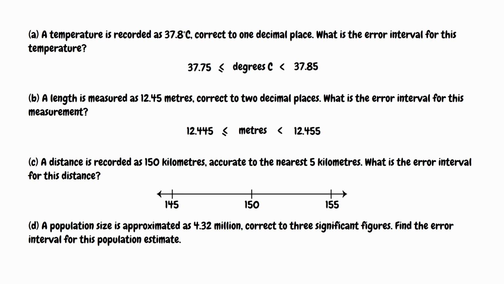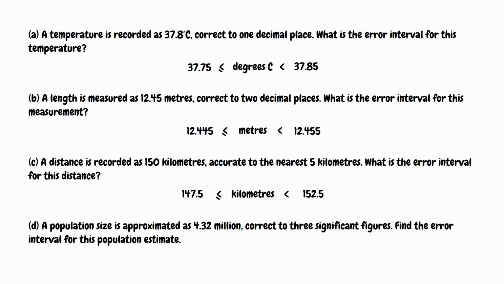And then just like before, to find our lower bound and upper bound, we're going to go between these values. So if we go halfway between these values, we'd end up with a lower bound of 147.5 and an upper bound of 152.5. So we can then use these bounds to write our error interval for kilometres.